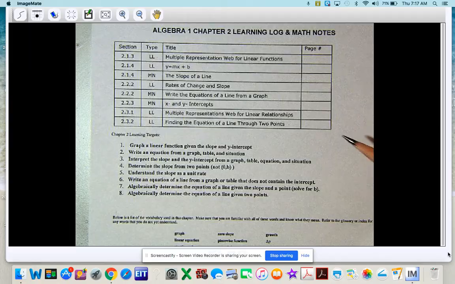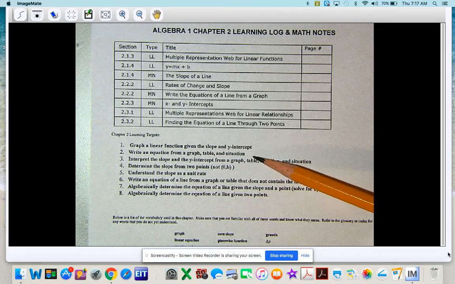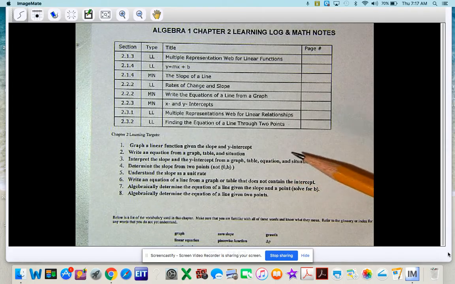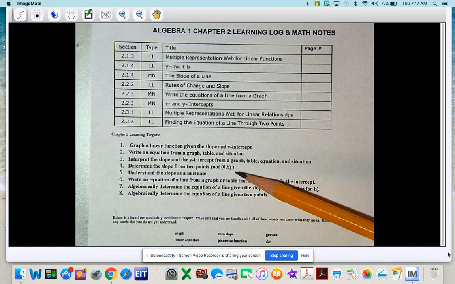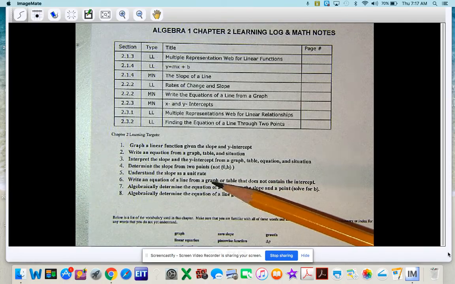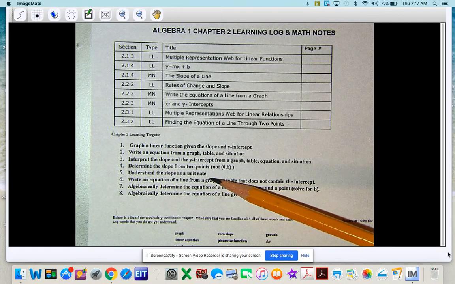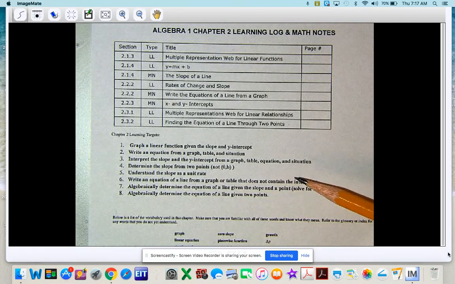So by the end of the chapter, you should be able to graph a linear function given the slope and the y-intercept, write an equation from a graph, table, or situation, interpret the slope and y-intercept from a graph, table, equation, and situation, determine the slope given 2 points, where one of them is not necessarily just the y-intercept. Understand that slope is a unit rate. Write an equation of a line from a graph or table that does not contain the y-intercept.